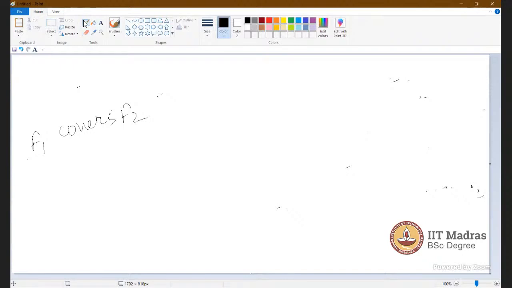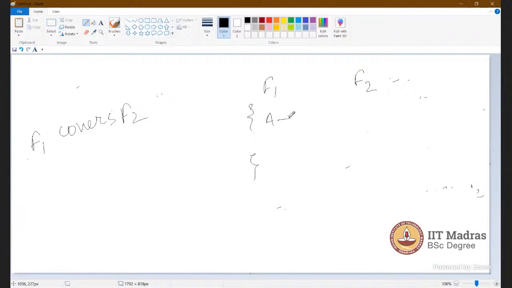Let me write what you have said. Suppose this one is F1 and this one is F2, right? If all the functional dependencies of F2 are present in F1, or we can determine those functional dependencies from F1, then we can say that F1 covers F2.